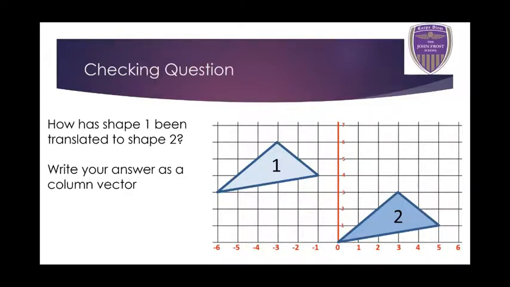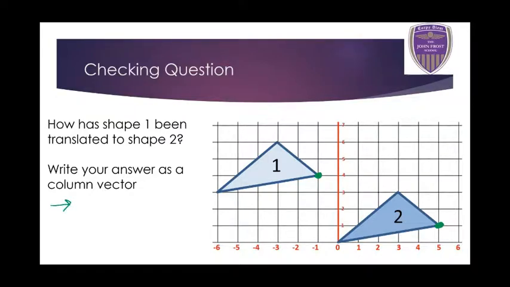Okay, so hopefully you had a good go at this question. So the first thing we had to do was identify 2 points on each shape that were exactly the same, okay? Just the same point on each shape. I'm going to pick this point on the right here, okay? So I'm going to find out how I get from this point here to this corresponding point on shape 2, okay? So first of all, do I go left or right? Well, I'm going to have to go to the right.